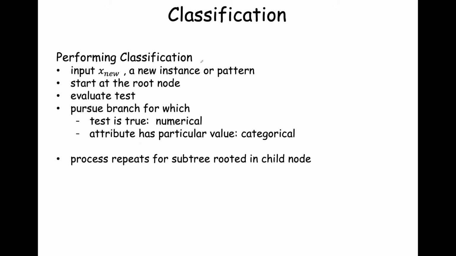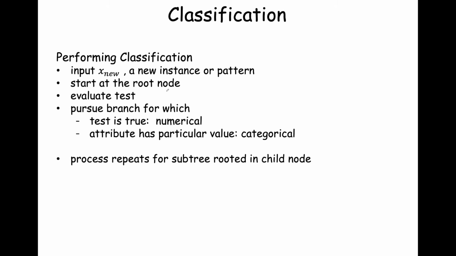All right, so then how do we perform classification? We have some new input vector in D dimensions, and it's a new pattern or instance. We start at the root node and evaluate the test. Now, based on whether this test is true or not, we pursue a branch. If the test is true, we go down one branch, versus if the test is not true, we go down another branch, if it's numerical. But in the case of categorical variables, each one of these tests will correspond to one of the different categories that the feature can take on.